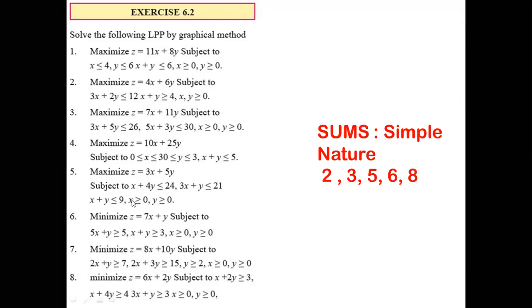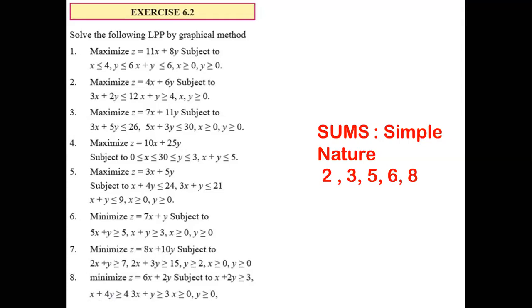There are 1, 2, and 3 inequations. I just now explained to you all, and yesterday also I explained to you all, how to solve 3 inequations. You can also go with the 6th one. You have 2 inequations over here, and sum number 8 involving 3 inequations. So class, exercise 6.2 is very simple.